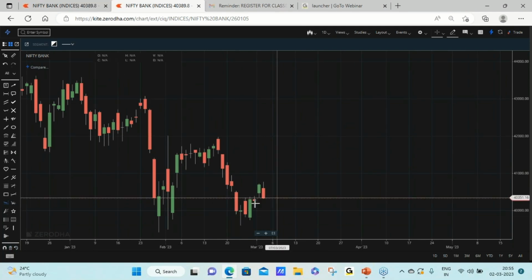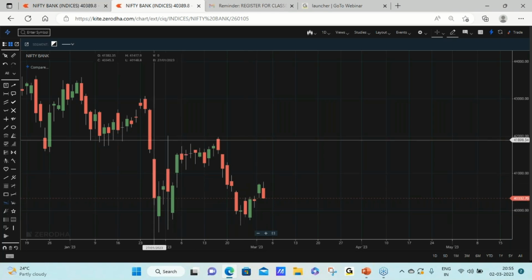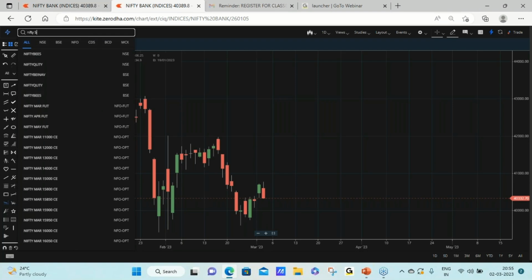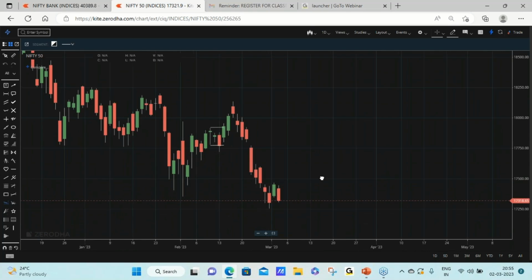So is there any inside bar here? Nifty 50, let me just check. Do we have an inside bar here in the 1 day time frame? So do we have any inside bar here?